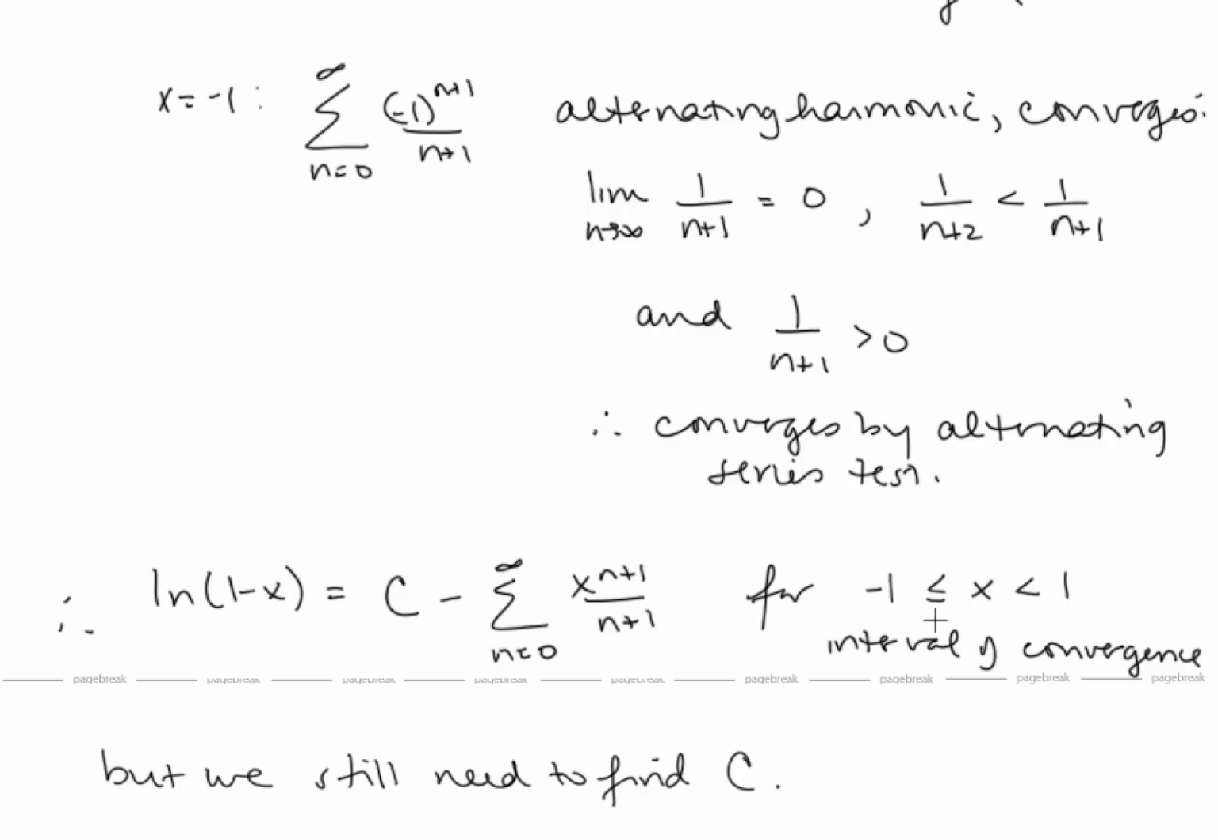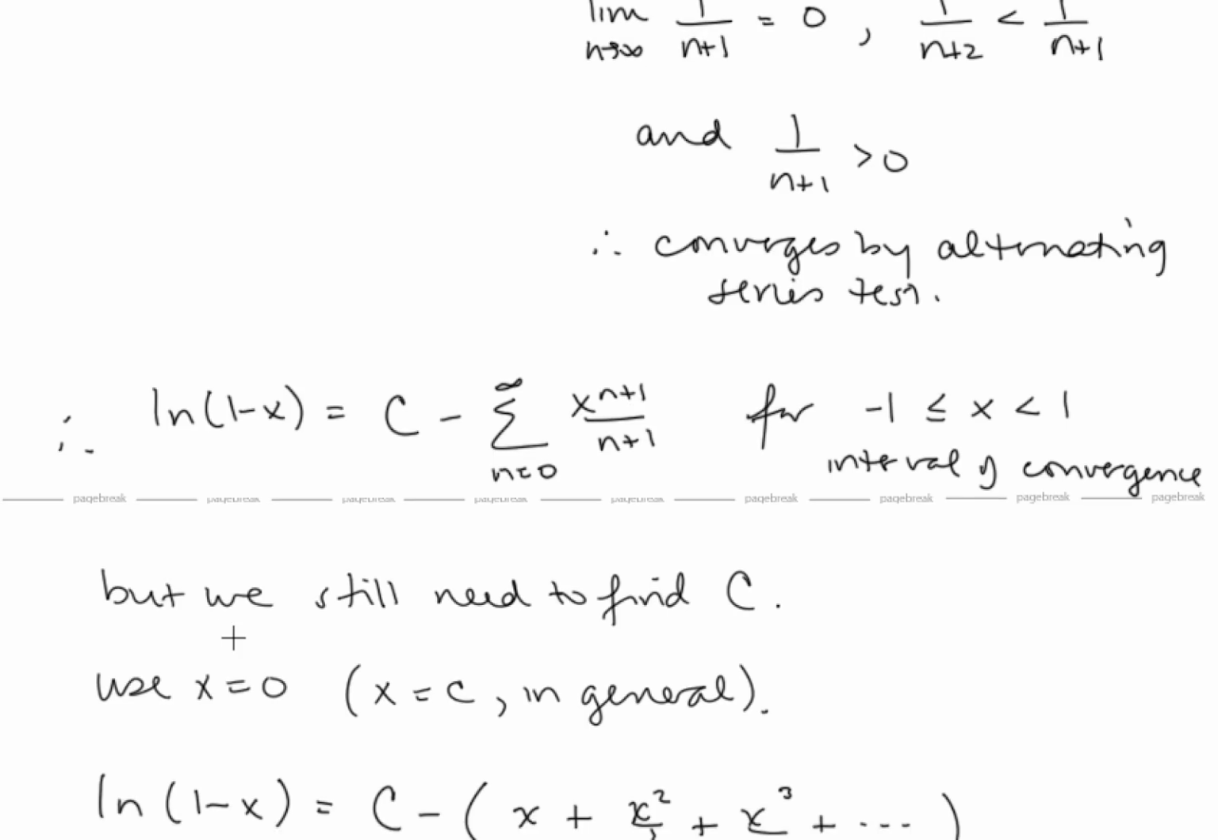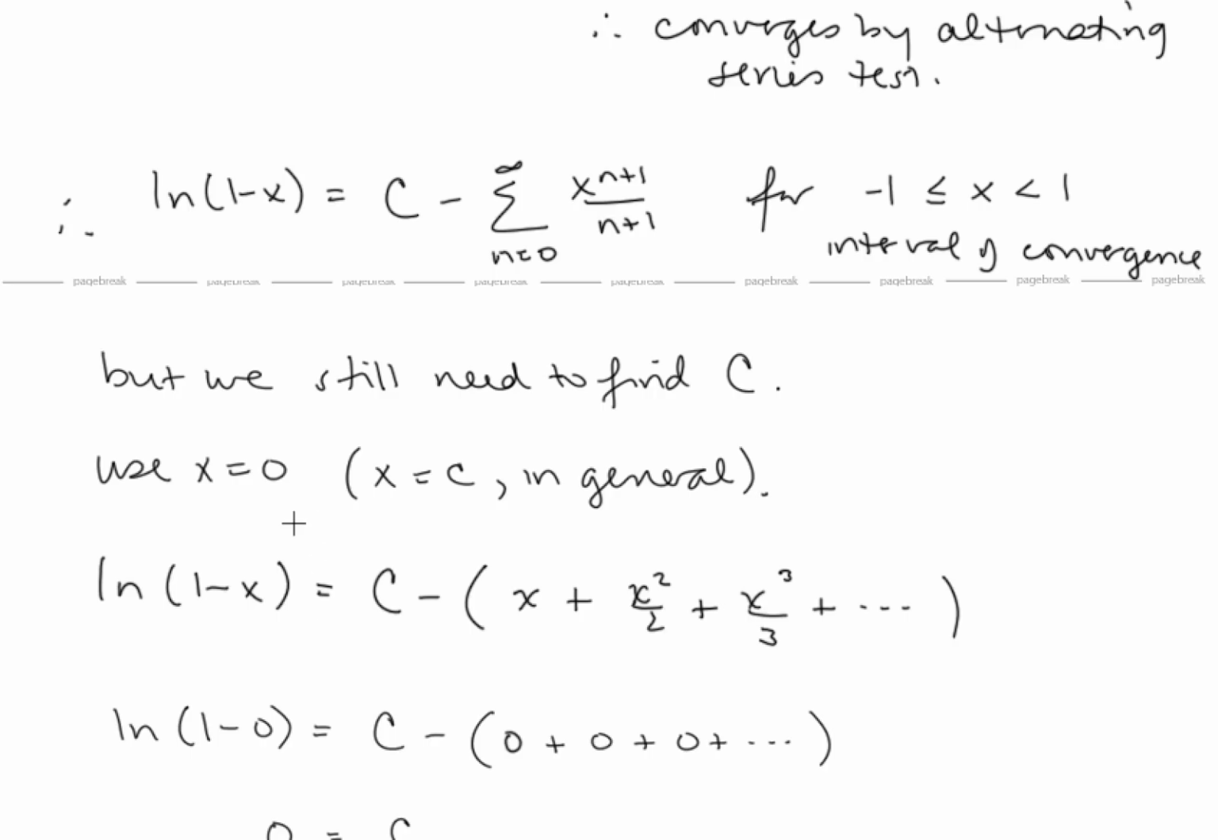And we're almost done, but notice we still have this constant hanging around. We need to figure out what this c is equal to for this function. And the easiest way to do that is by plugging in the center of the series here. So in our case, that's going to be x equals 0, or x equals little c in general. So here we take a look at our series, ln of 1 minus x is equal to c minus, and here we have x plus x squared over 2 plus x to the third over 3, and so on.